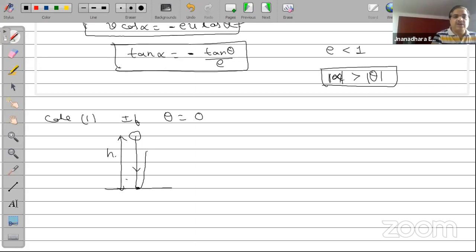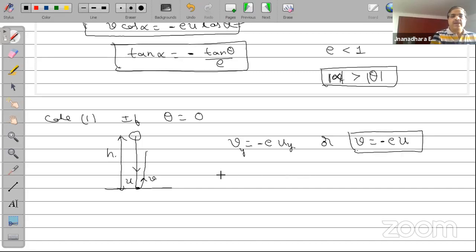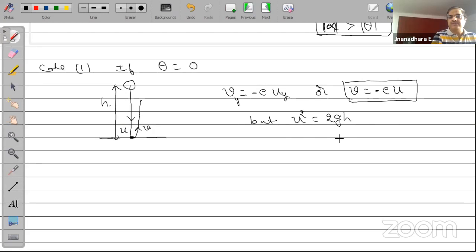Here the velocity, let me take it as u. When it goes up, the velocity is taken as v. You can show that v will be equal to, because now it is only vy, vy will be equal to minus e times uy, or in this case, v will be equal to minus e times u. The velocity that it has gained here, u square, is equal to 2gh. So velocity can be obtained like this.